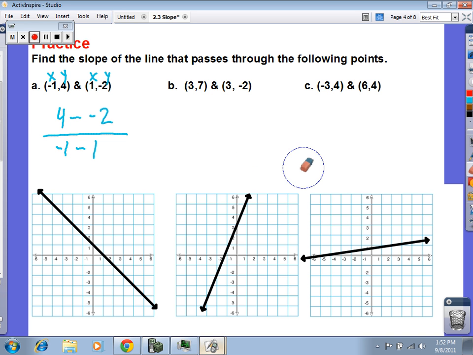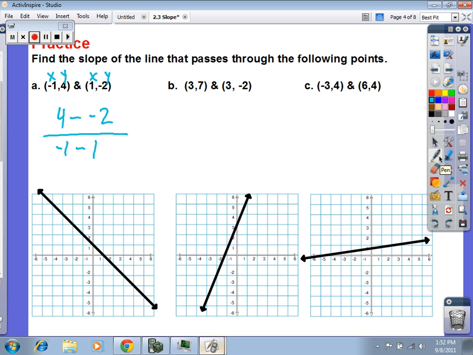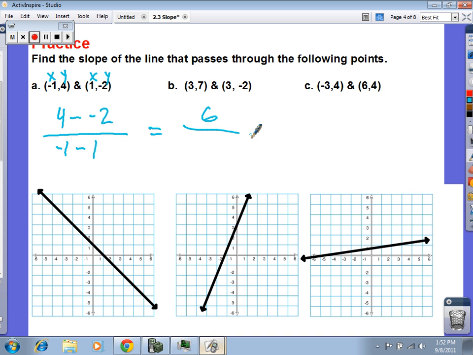What's 4 minus a -2? That is 6. What's on bottom? What's -1 minus 1? -2. So what is 6 divided by a -2? Your slope is -3. Okay, you guys try B and C.